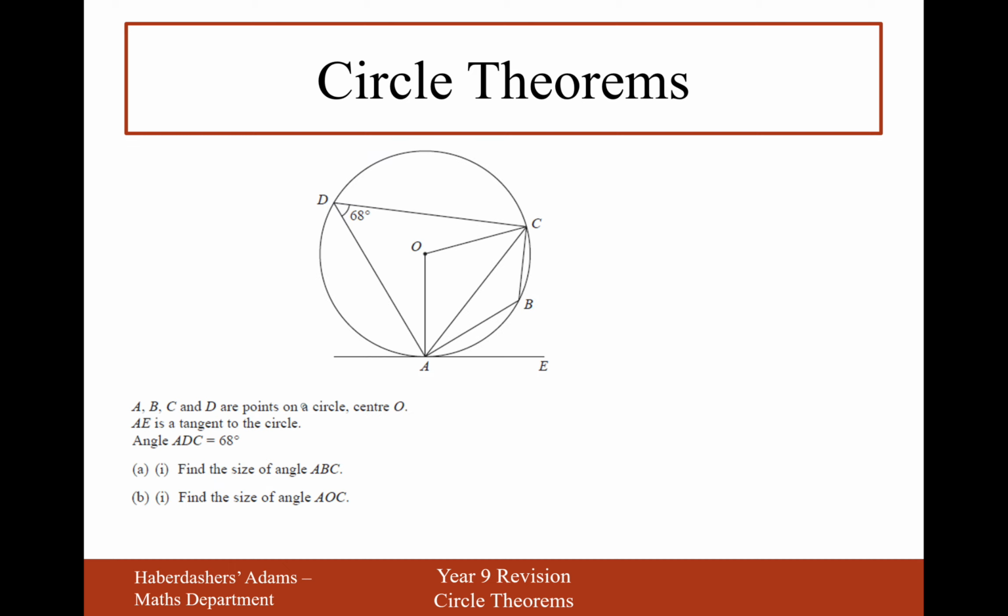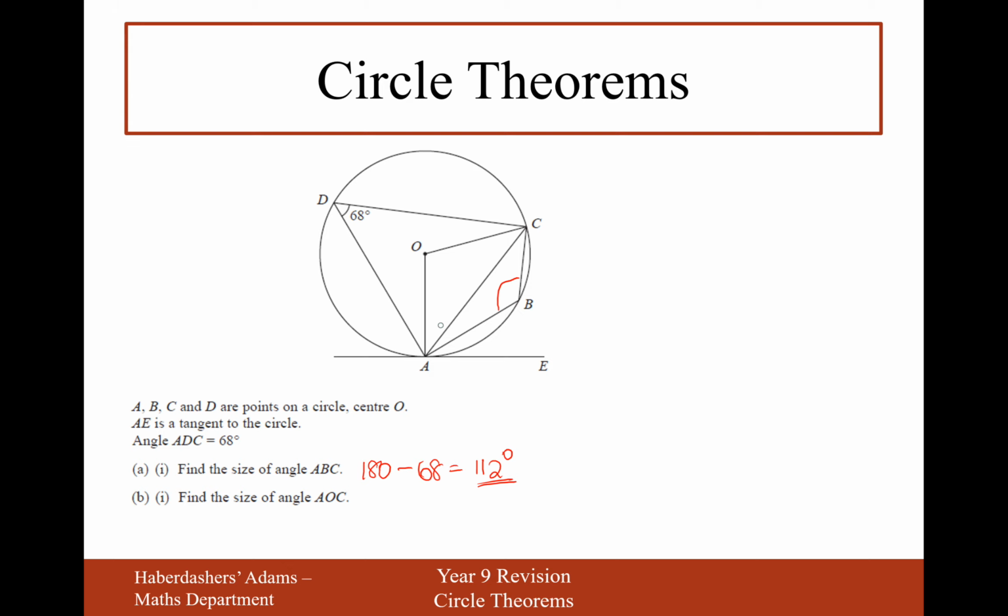So we've got here, find the size of angle ABC, so angle ABC here. Now, in fact, if we just look at the outside of the circle, ABCD, we've got a quadrilateral here, and angles opposite each other inside a cyclic quadrilateral add together to make 180. So this one will equal 180 minus 68, so that will be 112 degrees, because 112 add 68 will make 180.